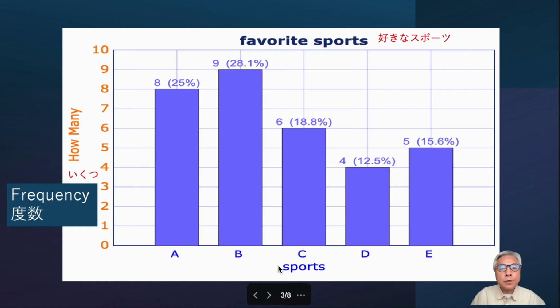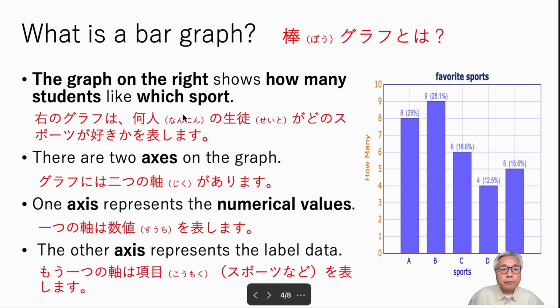Okay, of course, tables can be very available, very good. 表もグラフもとても役に立ちますけど、グラフの方がよく表すと思います。So graph is very convenient, very good for you to understand how many students like sports. Okay. Summary. What is a bar graph?